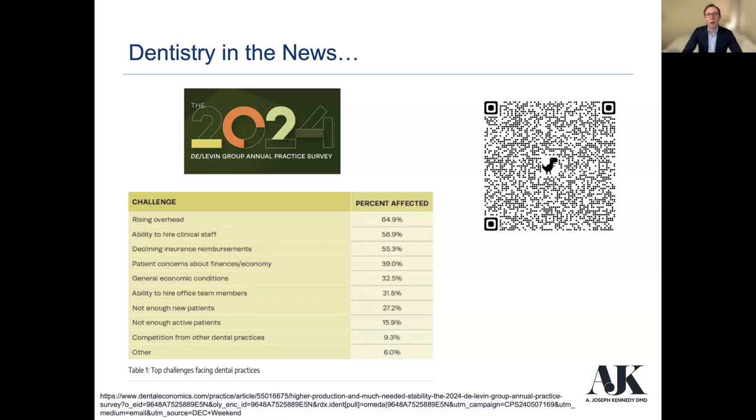Number 1, rising overhead. We can all relate to that. Ability to hire clinical staff comes in closely at number 2, declining insurance reimbursements, and this list goes on. And so why am I talking about this at all? Can we look at technology to help bridge this gap and really help with the rising overhead?